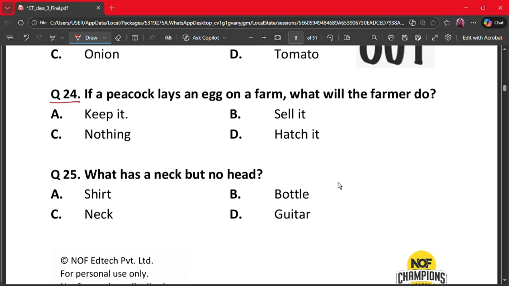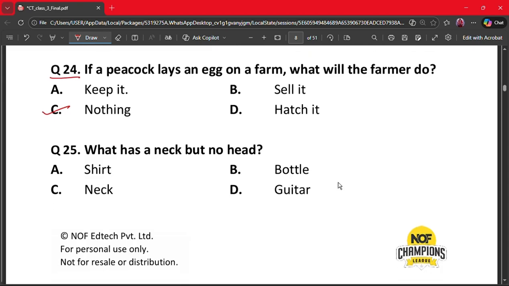Our next question, question 24. If a peacock lays an egg on a farm, what will the farmer do? A. Keep it, B. Sell it, C. Nothing, and D. Hatch it. The correct answer is option C. Nothing. Peacocks are males. They don't lay eggs, so there is nothing to do.